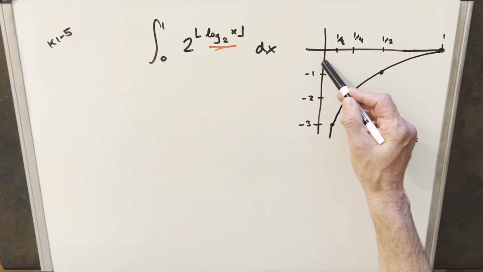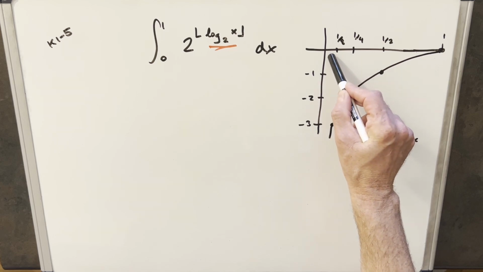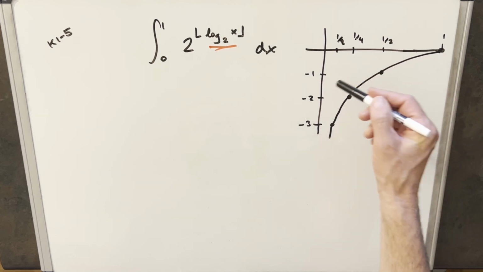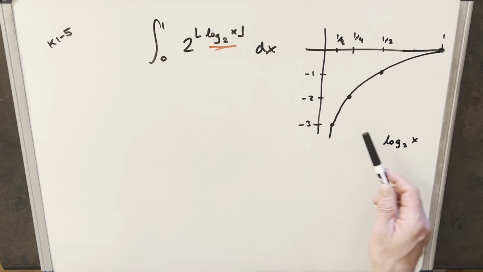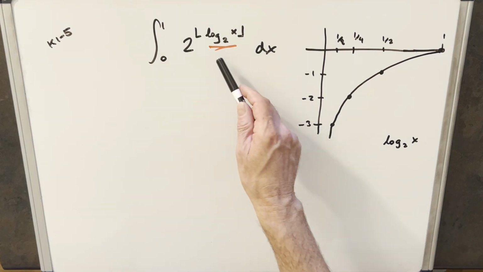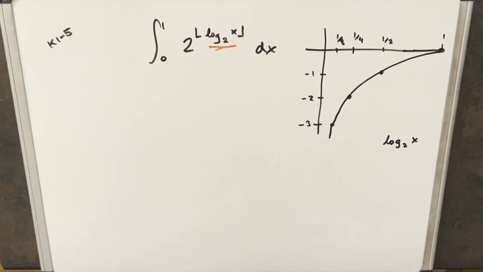And this would keep going, right? I just didn't have enough space to write it. So at 1/16, it's going to be -4. At 1/32, it's going to be -5, etc. So we have this graph of log base 2 of x, but what we really want is the graph of the floor function. But we can draw that pretty easily just looking at it in pieces.